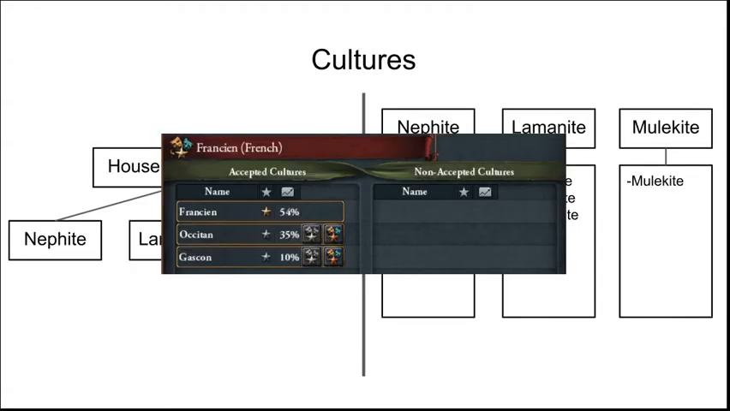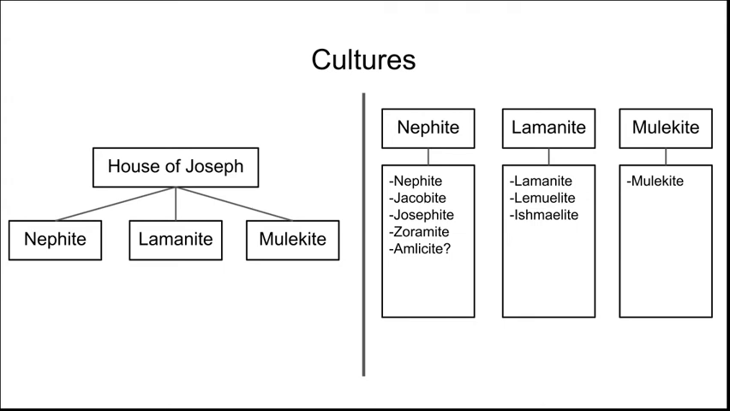When it comes to in-game cultures, each culture is a part of a culture group, and nations of a specific culture will prefer their own culture and others of their same group over those of a different group. As it relates to this mod, I'm not sure whether or not to have a single culture group, which includes the Nephites, Lamanites, and Mulekites, or to have three groups which include all of the smaller groups that are described in the book.